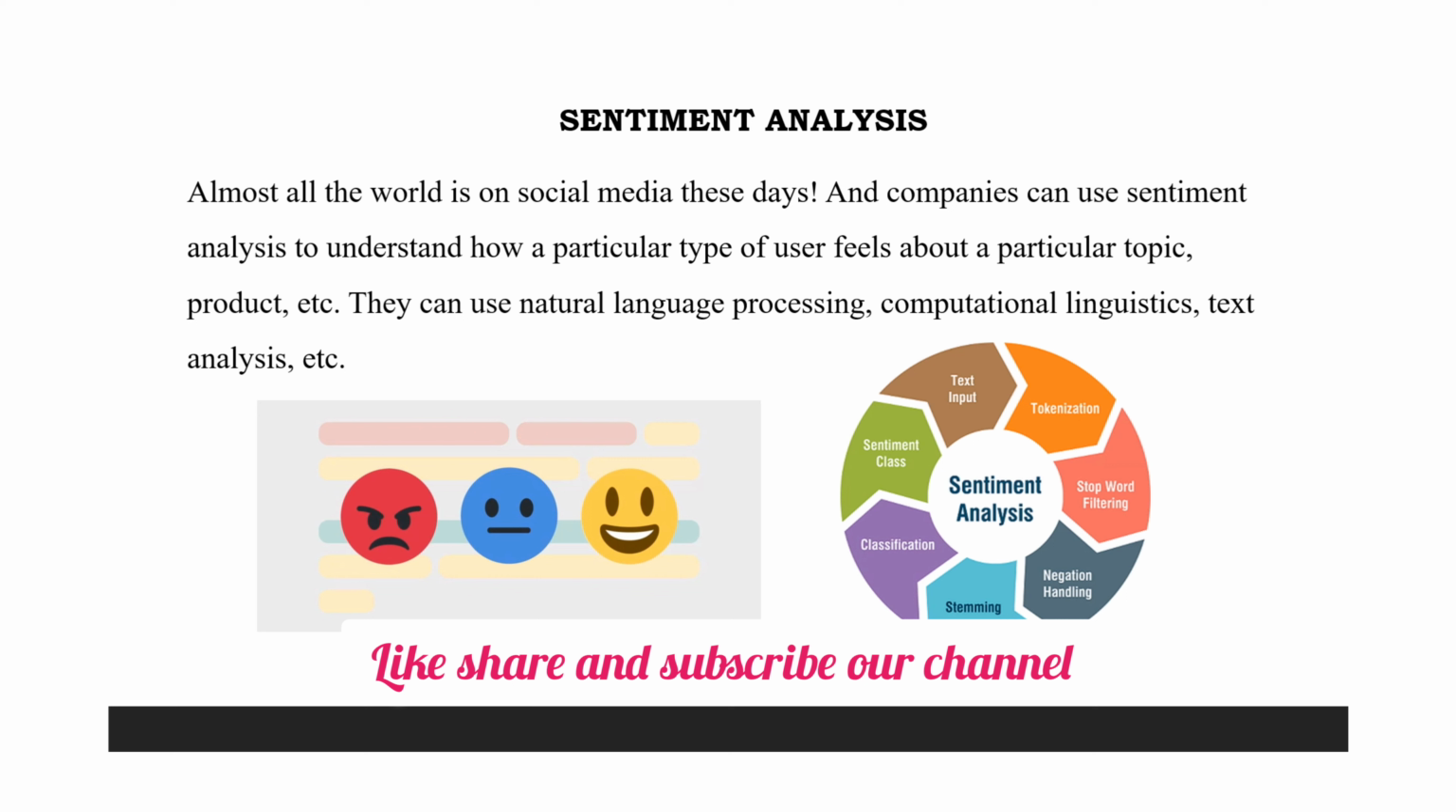So in sentiment analysis, a machine nowadays takes some feedback, and we can understand with the help of that feedback, whether it may be positive feedback or negative feedback. This is called sentiment analysis. And in the diagram we see here: tokenization, stop word filtering, negation handling, stemming, classification, sentiment classes, text input. All these work with sentiment analysis.